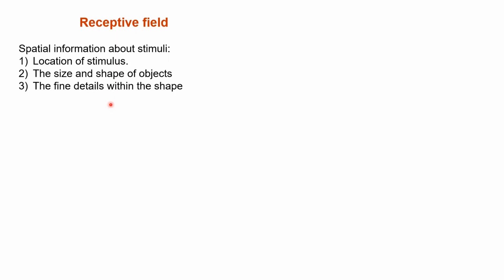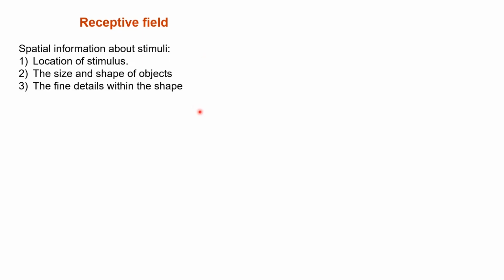And I also know the fine details within that broader shape. So I can know whether the animal has stripes or has a plain body or has dots in it. And that can help me in differentiating whether it's a tiger or a lion or a leopard and so on. So how do I get all this information? If the activity of the photoreceptors is only dependent on receiving the photons of certain wavelengths, how do they get to know all this spatial information about the stimuli?